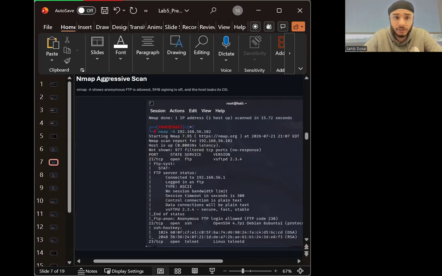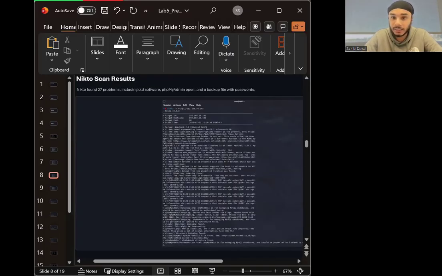Next, we have the Nmap aggressive scan. I ran an aggressive Nmap scan using the -A option. This collected additional information, including anonymous FTP access, disabled SMB signing, and operating system details. These findings show how much information an attacker could gather before attempting an exploit. All of this information here could be easily exploited.